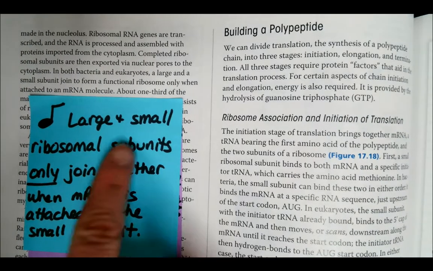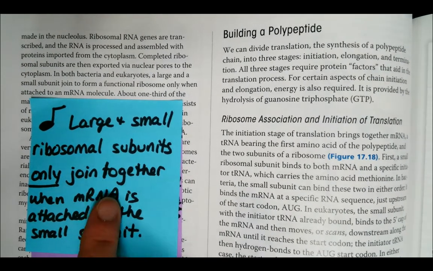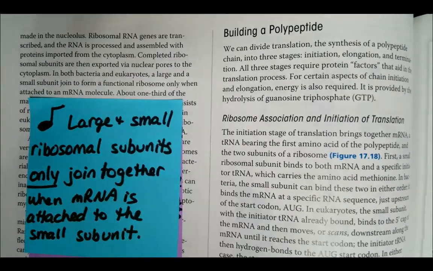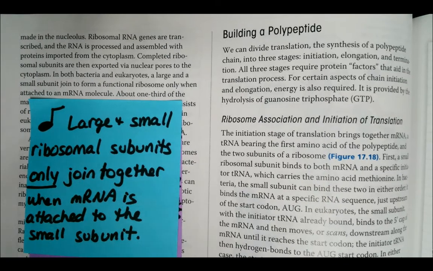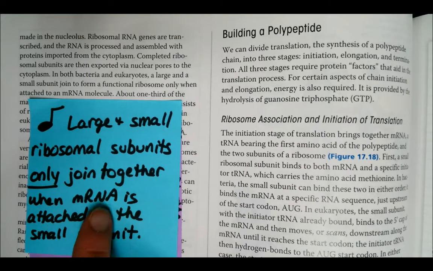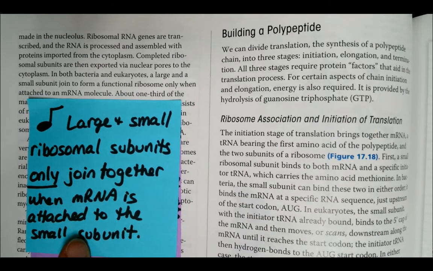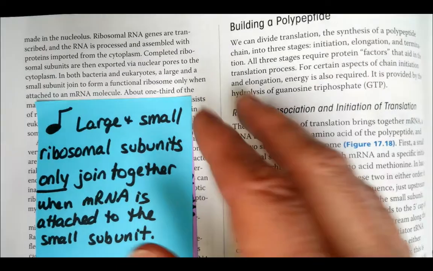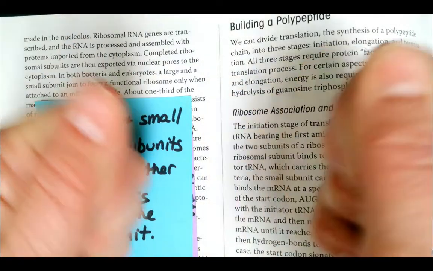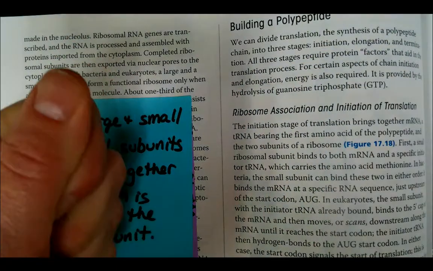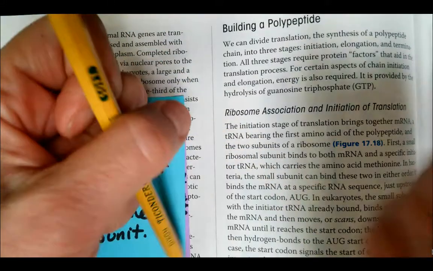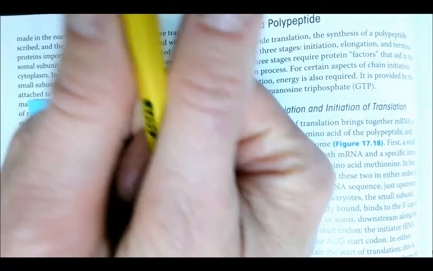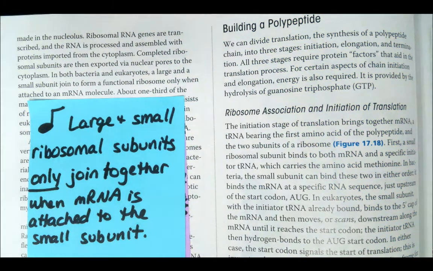First, my sticky note here: important, make sure you note again that those large and small subunits do not come together unless the messenger RNA is attached and we're beginning translation. If there's no mRNA, the large and the small subunits, like if they're my hands, are going to be floating around separately. Until mRNA attaches, so let's say that's a pencil, then a large subunit will come in and read the messenger RNA.